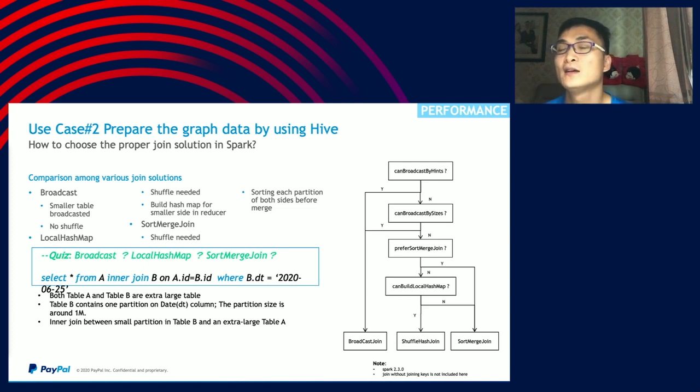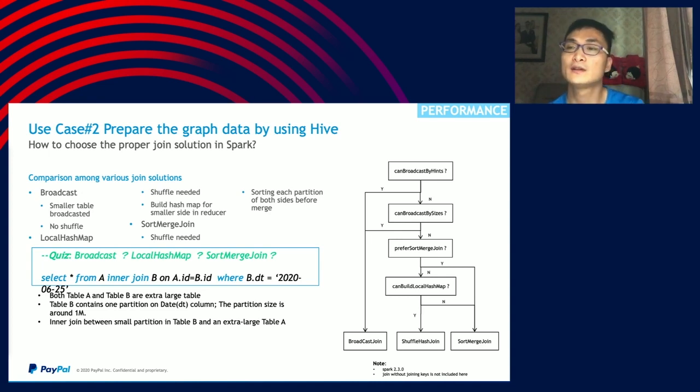And at the right side is the workflow that Spark will follow to decide which join solution to execute. Firstly, it will check whether there is some hint in the SQL statement that indicates the broadcast join. If there is, it will go to broadcast join. Otherwise, it will check the data size of both tables to see whether it is suitable for broadcast join. If it is, it will go to the broadcast join. Otherwise, it will check further conditions to choose between the hash join and the sort merge join.